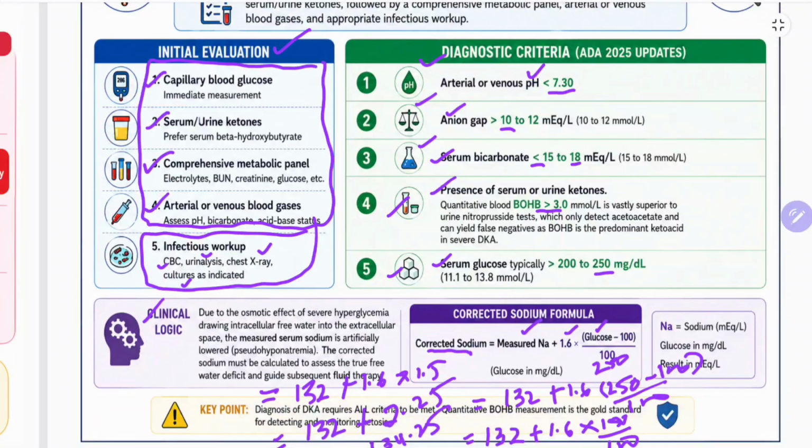Okay. So measured sodium plus 1.6 under the bracket, glucose in milligram per deciliter minus 100 divided by 100. This is the formula. Sodium should be in milliequivalent per liter. Glucose in milligram per deciliter. Result in milliequivalent per liter. Okay.